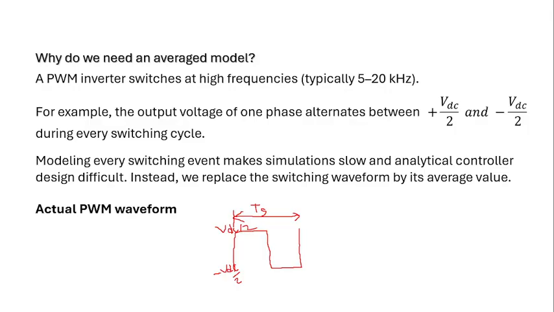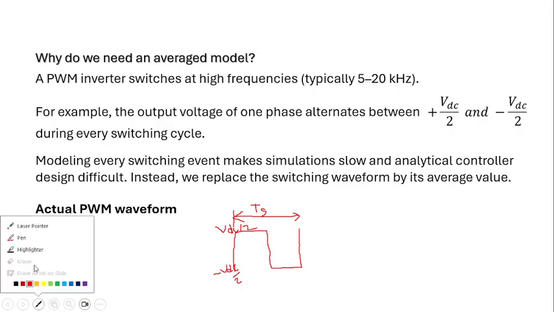PWM inverter switches at high frequencies, typically 5 to 20 kHz. The output voltage of one phase alternates between plus VDC by 2 and minus VDC by 2 during every switching cycle. Modeling every switching event makes the simulation slow, and analytical controller design is also complex. So instead we replace the switching waveform with its average value. This is the average value taken over one switching cycle like this.